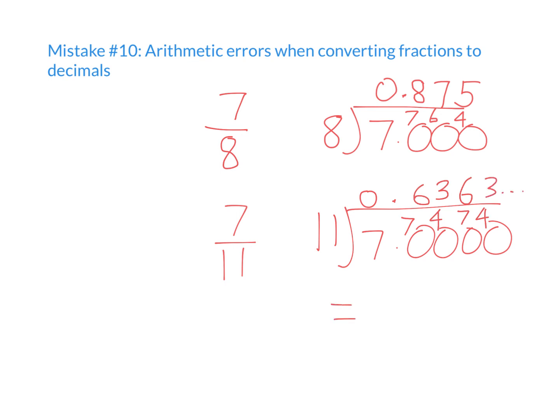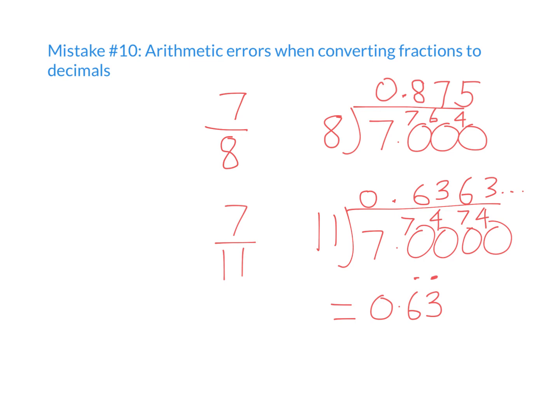So in exact form, 7 over 11 is 0.63 recurring. We put a dot on the 6 and a dot on the 3 because they repeat infinitely many times. 7 over 11 is a recurring decimal. It goes forever, and there is a pattern to it. 7 over 8 is a terminating decimal. So just take care with the arithmetic in these short division algorithms because a lot of mistakes are being made.